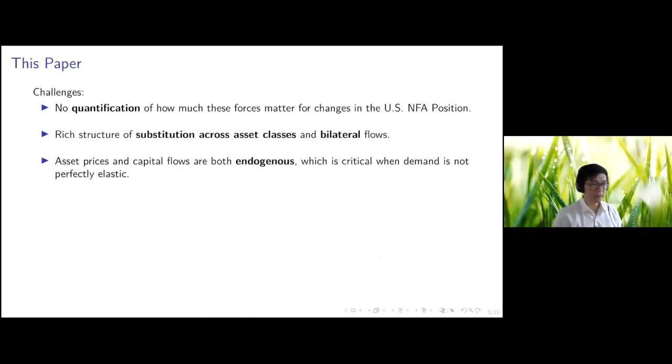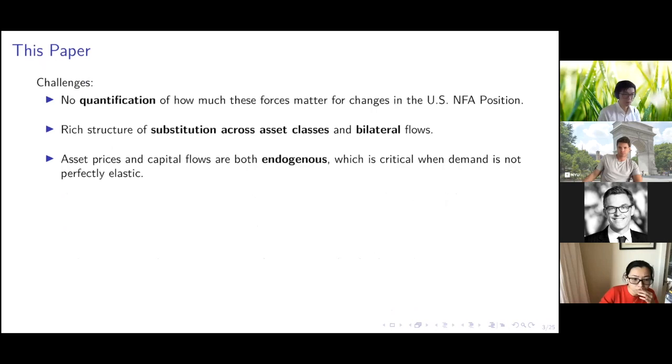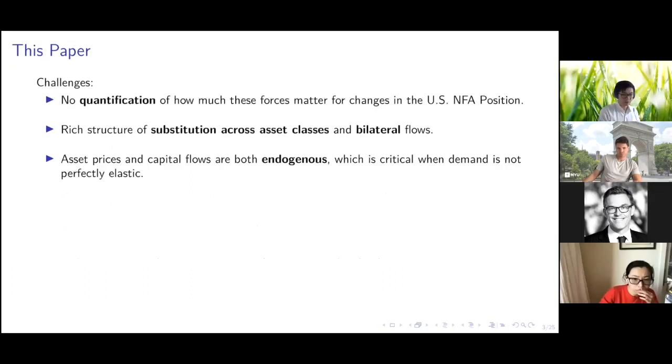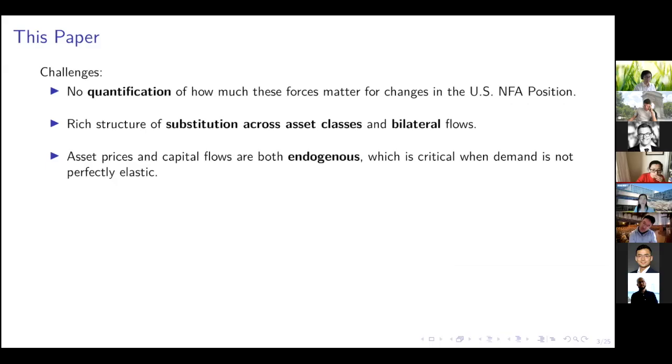Now, there are also many challenges to this literature. In particular, up to this point, there's not really a quantification of how much these various forces matter overall for the change in the US net foreign asset position. Moreover, typically in this literature the methodology is to run regressions of capital account variables against other explanatory variables, and we don't fully take into account the full substitution pattern that investors have, both across asset classes, within asset classes, or also of potentially bilateral drivers of flows.